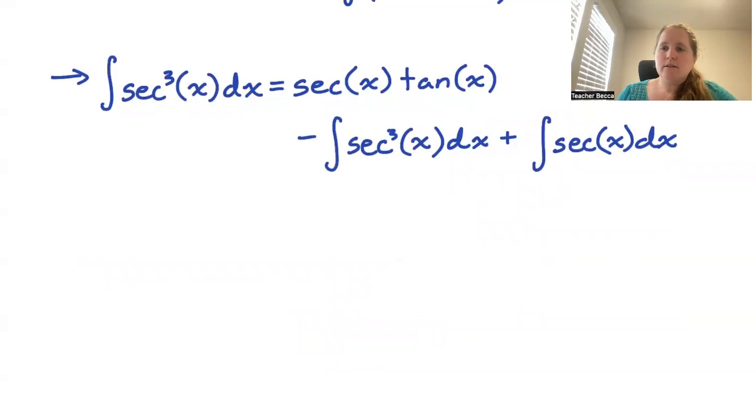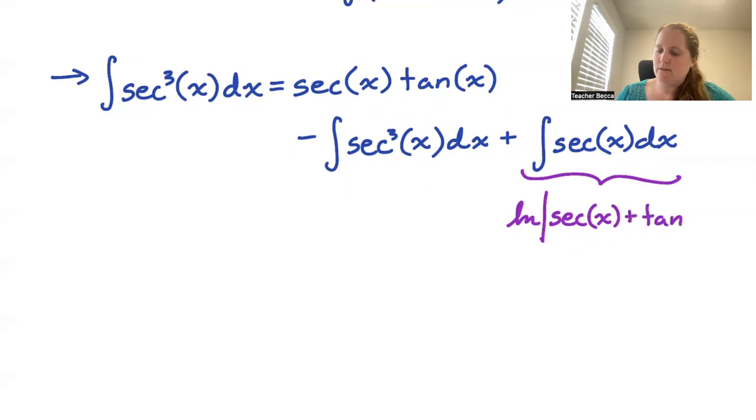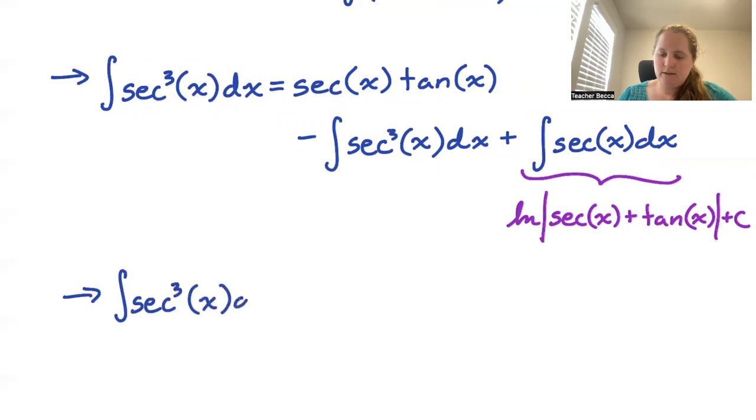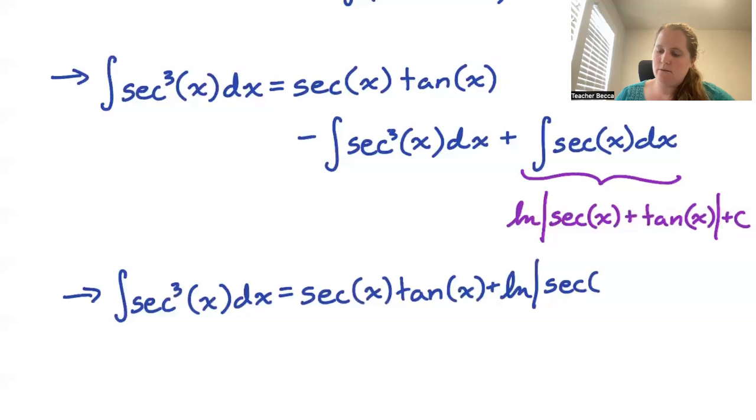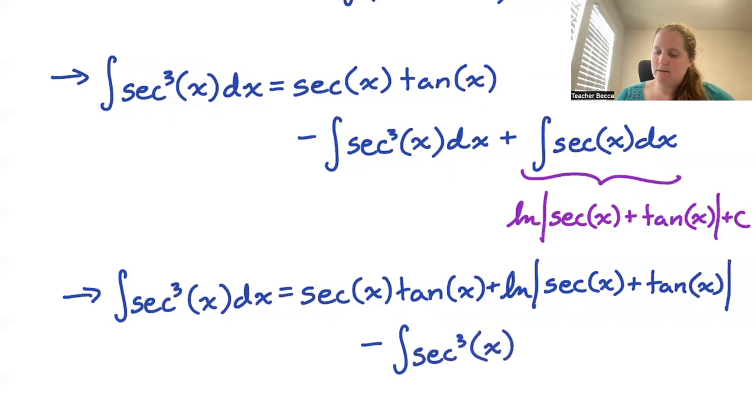But the integral of secant of x is one that we do in fact know. The integral of secant of x was the natural log of the absolute value of secant of x plus tangent of x, and then plus a c. So essentially what we get is that the integral of secant cubed of x dx is equal to secant of x times tangent of x plus the natural log of the absolute value of secant of x plus tangent of x minus the integral of secant cubed of x dx.